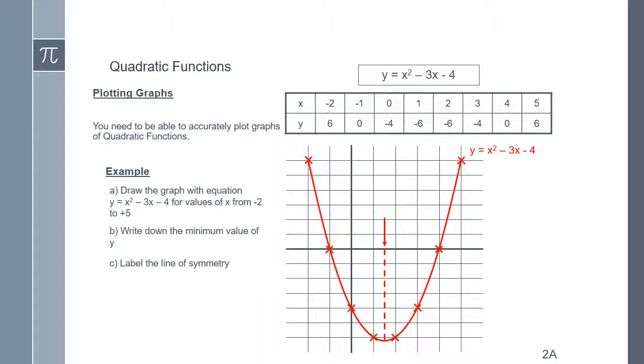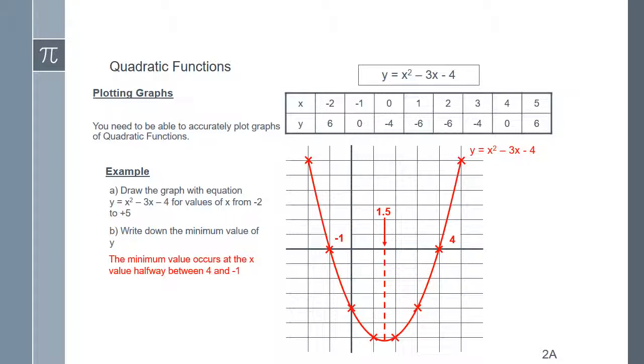Well, it's there. That's where the bottom of the graph is, but we actually need to know the value. What we can say, however, is that the minimum value occurs halfway between 4 and minus 1. 4 and minus 1 is where the graph cuts the x-axis, and the minimum value is halfway in between those two. So where is halfway between 4 and minus 1? Well, 1.5 is halfway between 4 and minus 1.